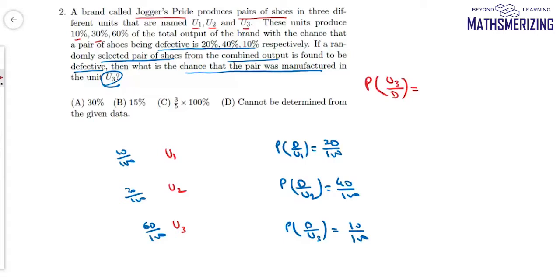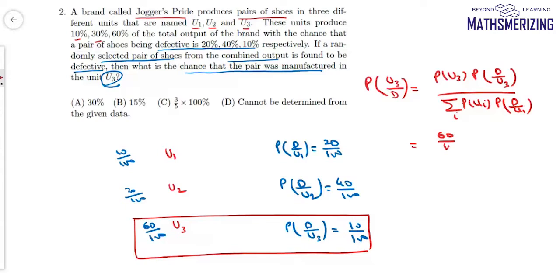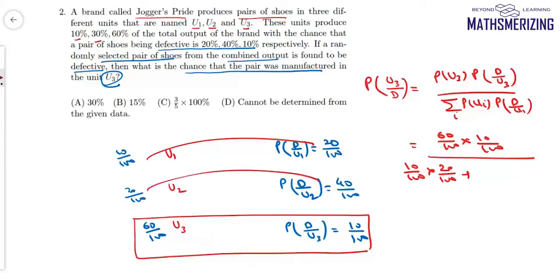In Bayes theorem, we put this case in the numerator, which is the probability of U3 times the probability of D given U3. In the denominator, we put all the possibilities where we can get a defective product, which is P(Ui) times P(D given Ui). So in the numerator, we have 60 by 100 into 10 by 100, and in the denominator I'll write 10 by 100 into 20 by 100, plus 30 by 100 into 40 by 100, and then finally 60 by 100 into 10 by 100.